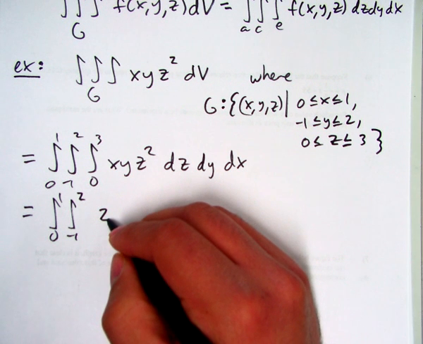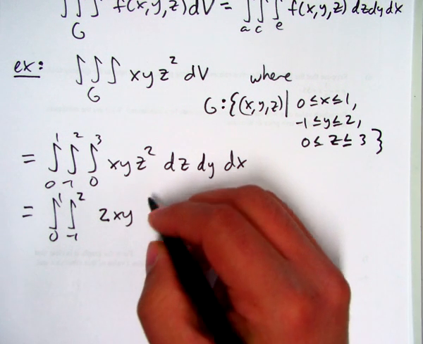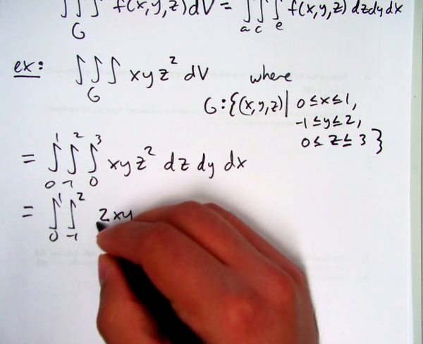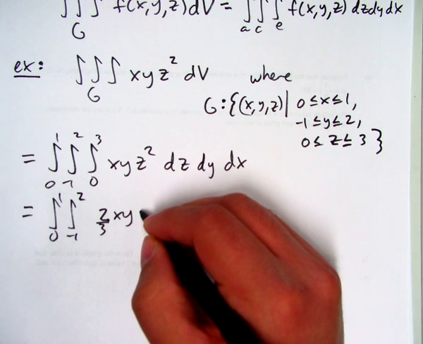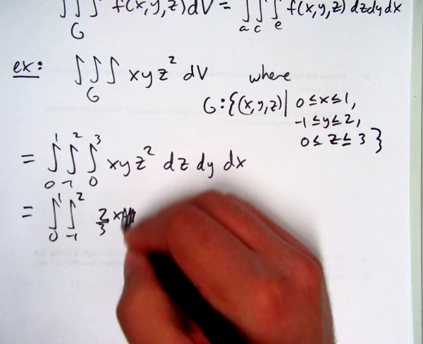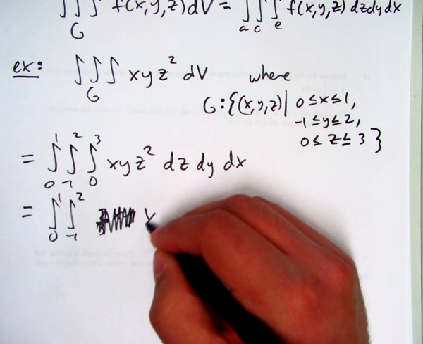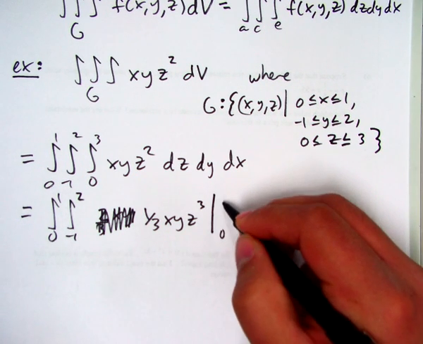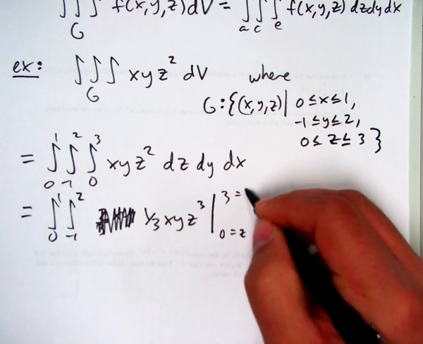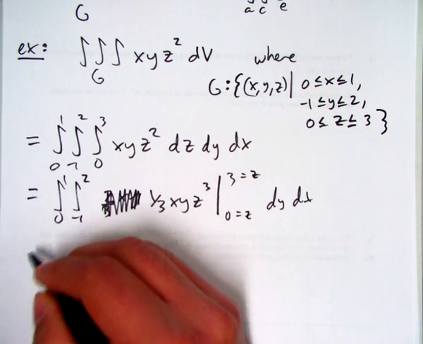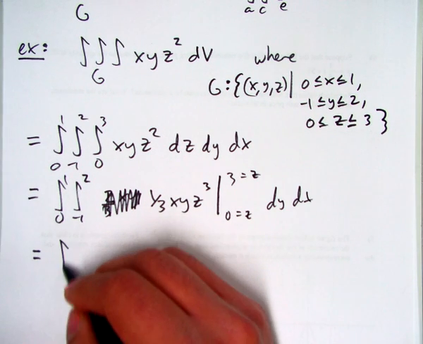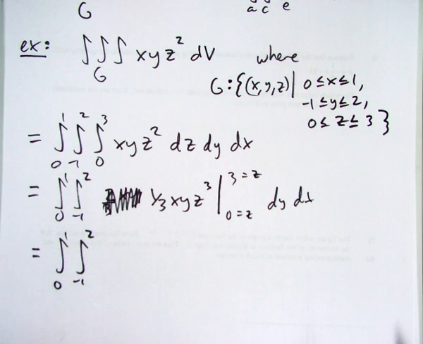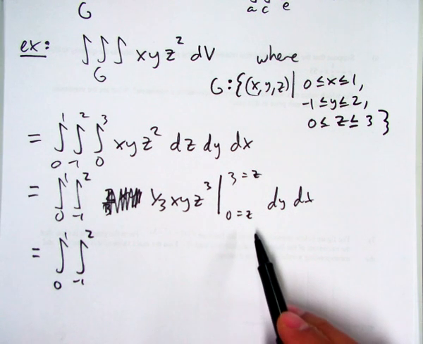is 1/3 x, y, z cubed, from 0 to 3, and that's for z. All right, so if we plug in 0 to 3, what do we get?